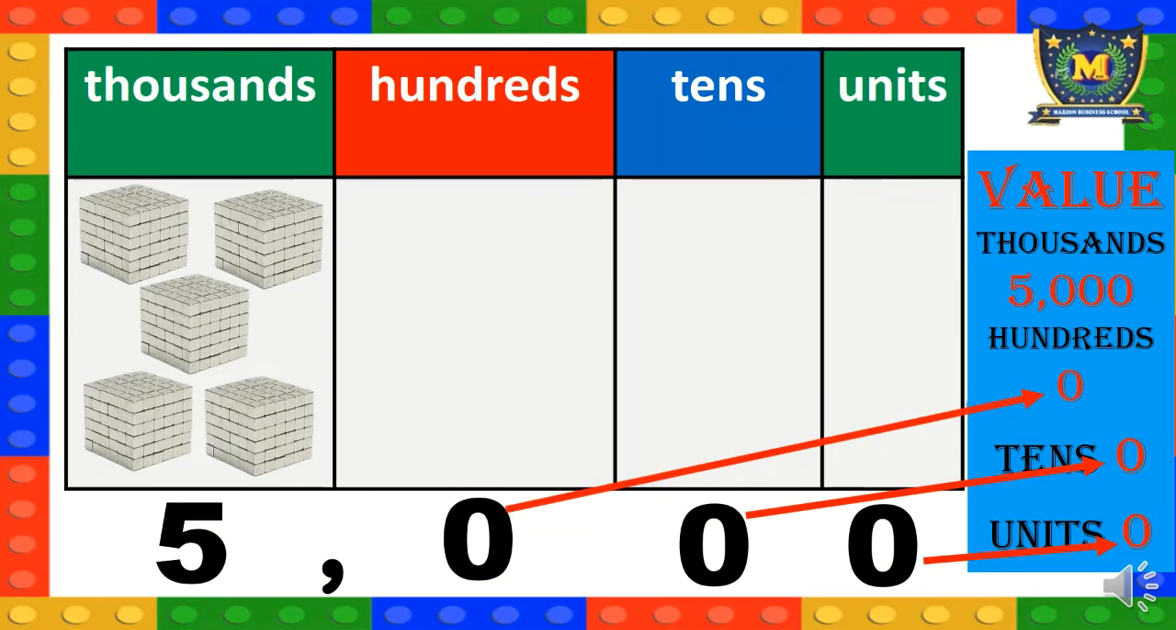And for cubes, we have here 5 cubes, and the value for 5 cubes is 5,000. Again, 1 cube is equal to 1,000. Since we have here 5 cubes, all you have to do is to add 1,000 5 times.